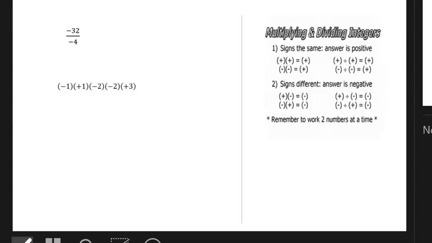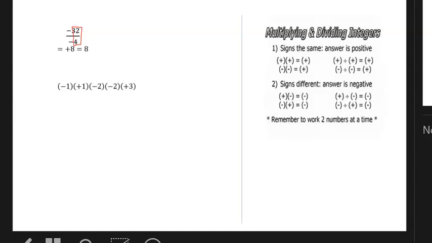Now, this is just the rule for dividing signed numbers. We know negative divided by negative, just like negative times negative, we end up with a positive. So we get a positive, and then 32 divided by 4 gives us 8. So the answer is +8 or just 8.